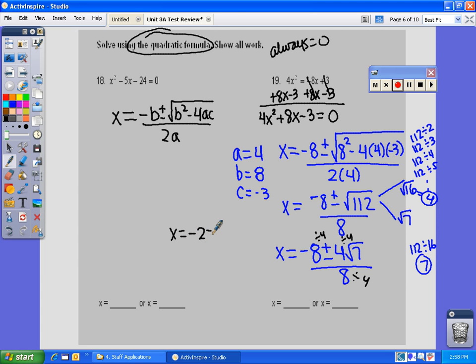negative 2 plus or minus 1 square root of 7 all over 2. Now, yes, it looks like you can divide these two, but you can't because this can't be divided by 2. So you have to leave it like this. Now, the only thing you could do is separate it. So answer 1 would be negative 2 plus square root of 7, because there was an imaginary 1 there, over 2. And negative 2 minus the square root of 7 over 2.